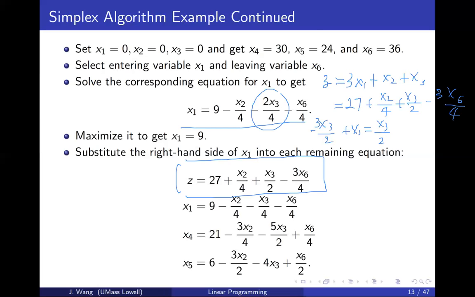So as you can see here, if you let x2, x3, x6 be 0, then you get a value of x1, that is 9. Okay, and so obviously you also get x4 is 21, x5 is 6, and then you get, at least now I know 27 is a solution that may not be the maximum solution, but now I know 27 is a feasible solution.